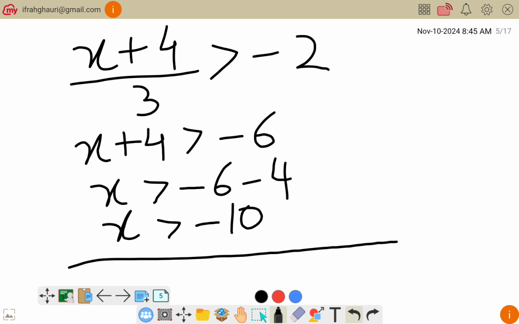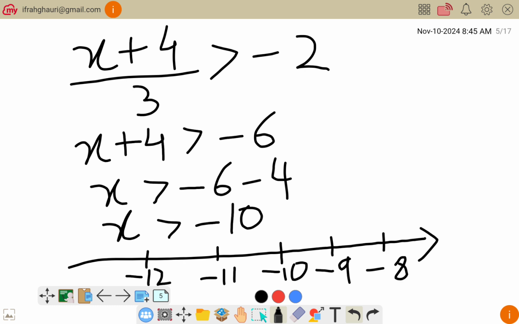So on the number line, how are we going to represent it? Minus 12, minus 11, minus 10, minus 9, minus 8. So it will be like this. Okay, x is greater than minus 10.